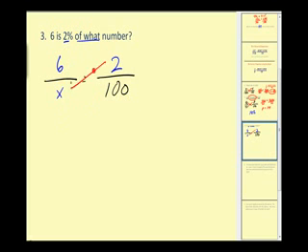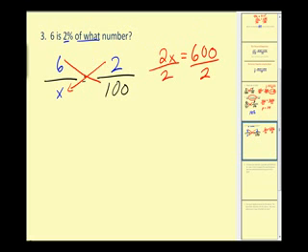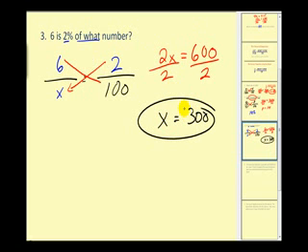And then again in cross products, 2x must equal 600. Divide by 2 to obtain x equals 300. Again, let's see if this makes sense. 6 is 2% of 300. And to me that's logical. 6 is a small percentage of this larger number, 300.